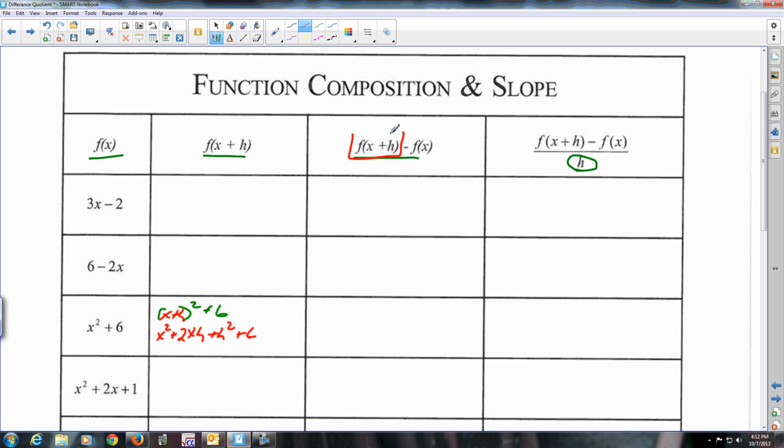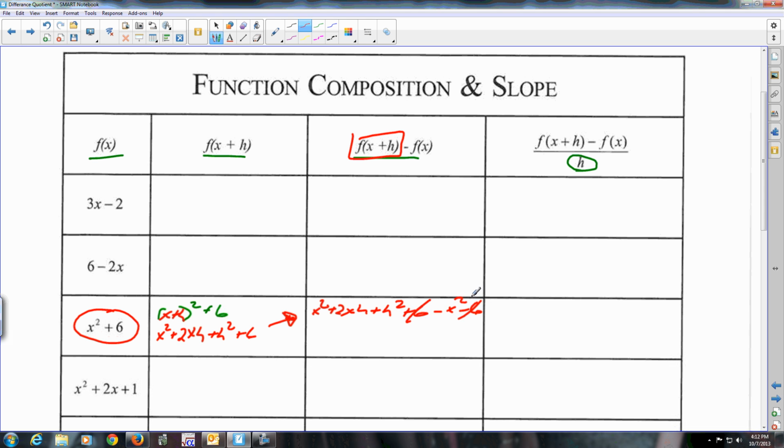Here is f of x plus h. Don't reinvent the wheel. Don't do it again. Just copy that answer over from this column. You're just going to write it up here. Okay? 2xh plus h squared plus 6, minus the original function. So then you're going to subtract the original function from it. Minus x squared minus 6.